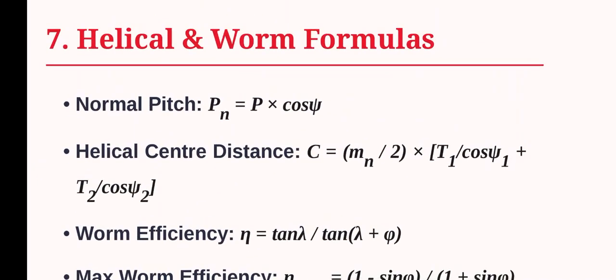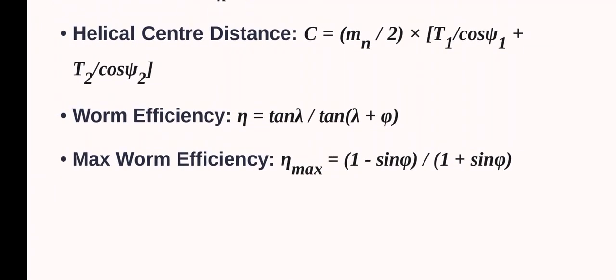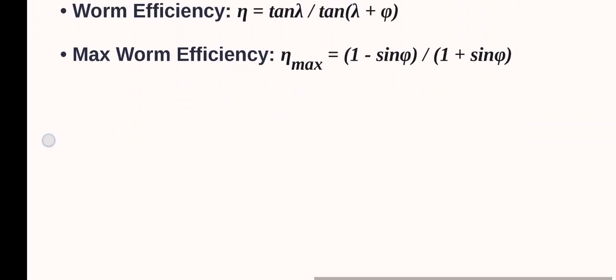Helical and worm formula. Normal pitch Pn = P cos psi. Helical center distance = Mn by 2 into (T1 by cos psi 1 plus T2 by cos psi 2). Worm efficiency = tan lambda by tan (lambda plus phi). Maximum worm efficiency eta max = (1 minus sin phi) by (1 plus sin phi).